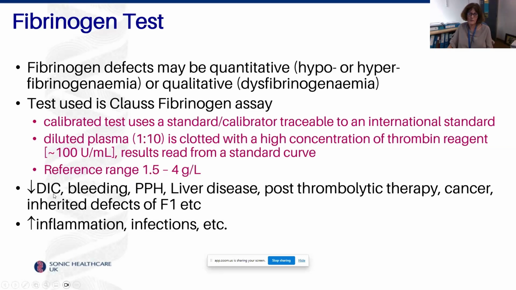So fibrinogen can be low when there's bleeding, when patients have DIC, postpartum hemorrhage, liver disease, post-thrombolytic therapy, cancer, and then you have these inherited defects as well. It's increased in inflammation and infections.